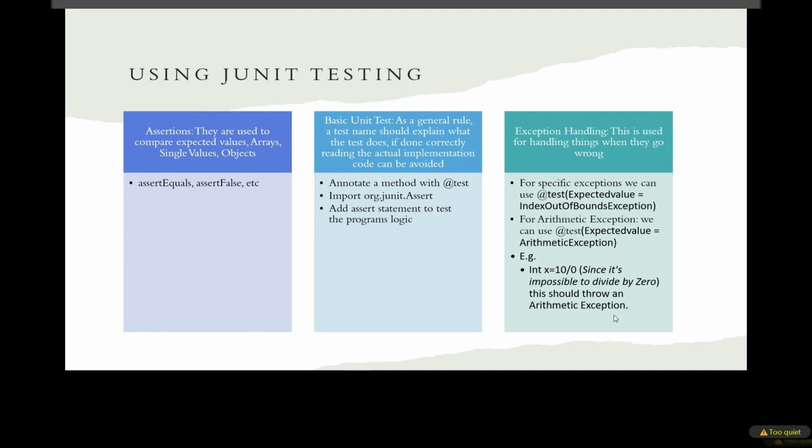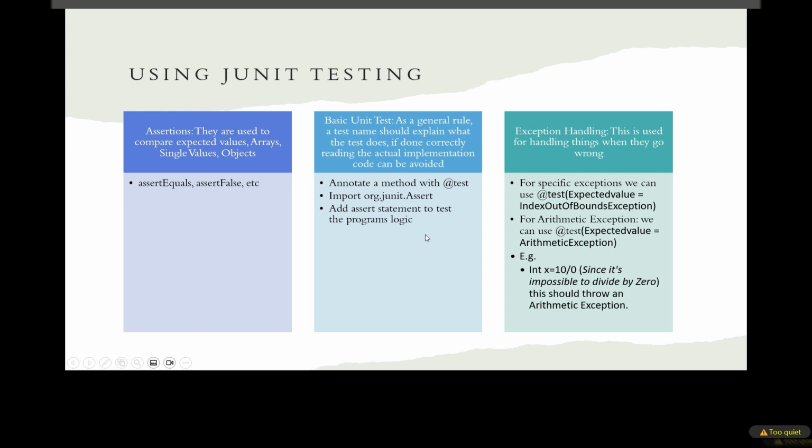Next is understanding using JUnit for testing. What can we use JUnit for? We can use it for assertions. Assertions are used to compare expected values: arrays, single values, objects. A few examples are assertEquals, like what we have here, assertFalse, and so on. In the middle right here is a basic unit test.